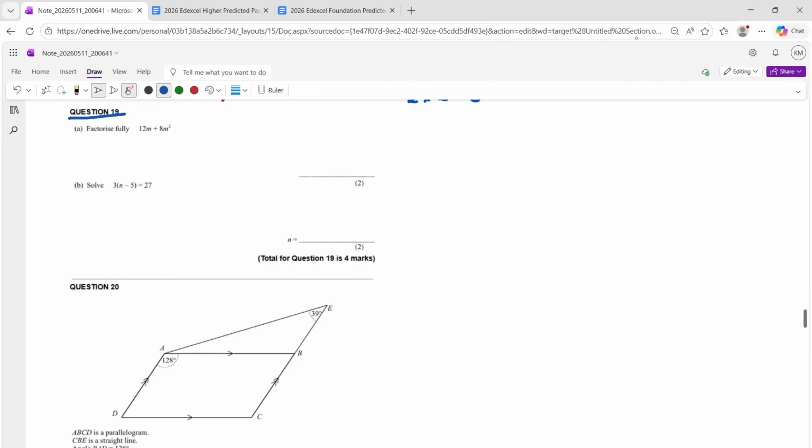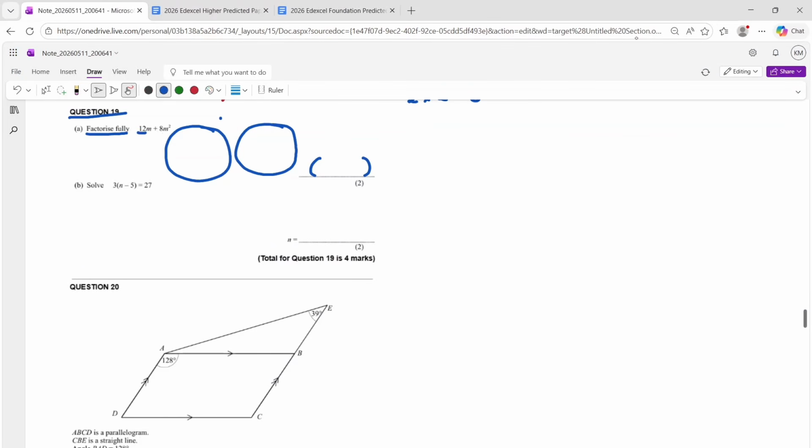Question 19, and you have been asked to factorise fully. People often get confused with factorising, but it means put it into brackets. Expand is to take it out, factorise is to put it in. I like to do 2 bubbles and put in the common factors.